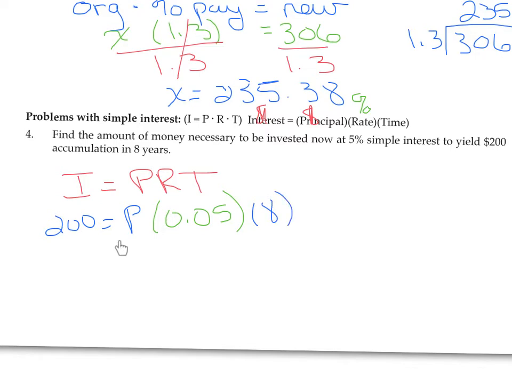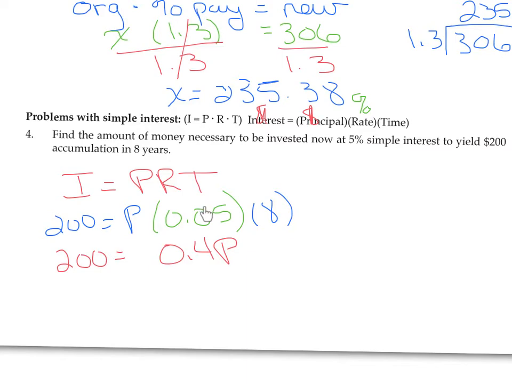And again, we're down to one variable here. We're going to solve for p. So we need to simplify 0.05 times 8. We have 200 here. 0.05 times 8 is 0.4, and we still have our p over here. Now I just changed the order, but since it's multiplication, it doesn't matter.